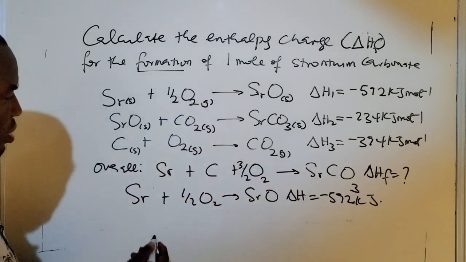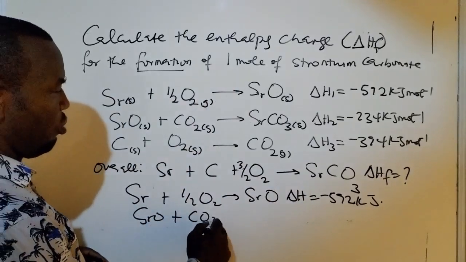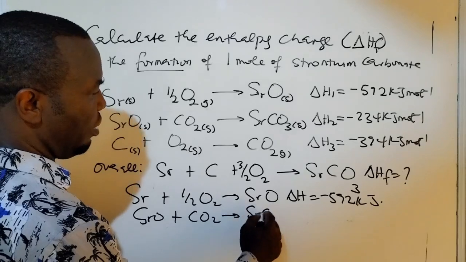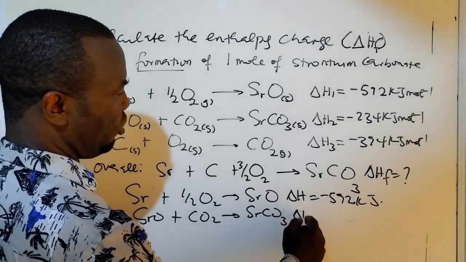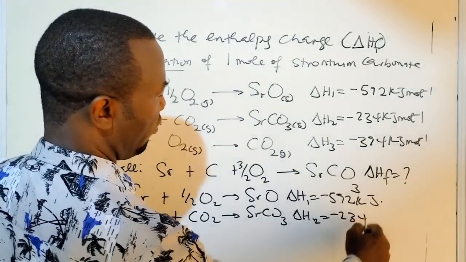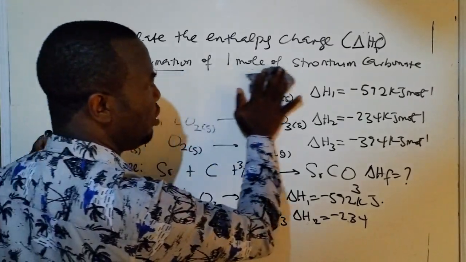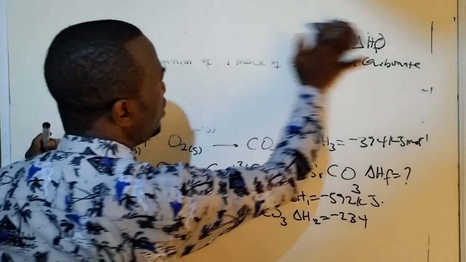You see, write it down: SrO plus CO2 giving us SrCO3. The enthalpy change is minus 234. You see that? So let's take this thing up a little and then go through it very well.